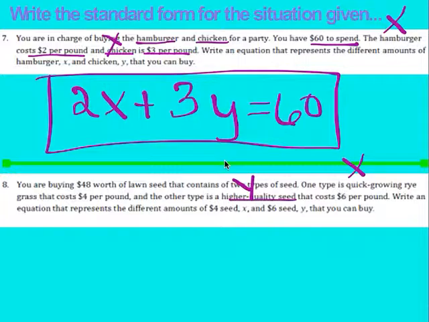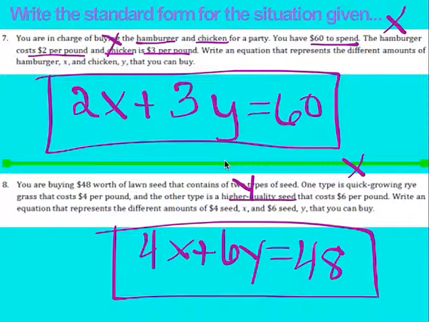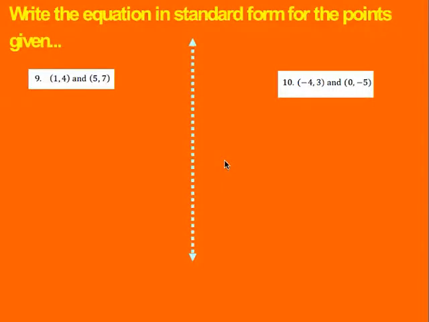So this time it actually gave us the variables, which is nice. Again, we're going to assume that we're going to spend exactly $48. So for every X pound of quick-growing ryegrass, that's going to cost us $4. I dare you to try and say that 10 times fast. Then the other is a higher quality seed, Y, which is going to cost us $6. So again, here's our setup right there. All right, so let's go ahead and take a look at number 9.